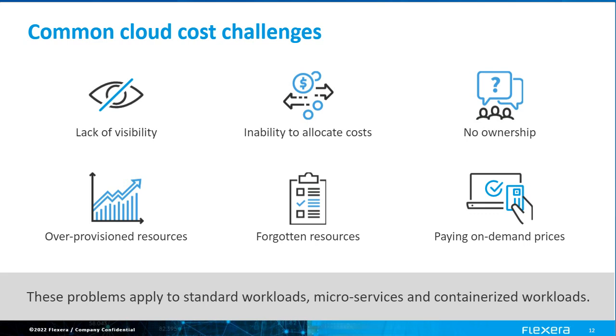Then going down the bottom row, we talked about over-provisioned resources, right? The whole 4-core versus 1-core thing. In the cloud, you're paying for what you got. So if you have a 4-core instance, you're going to pay for that 4-core instance, even if you don't need it. We'll talk a little bit here about forgotten resources. This is something we haven't touched on, but is a big, big contributor to the waste that we talked about.